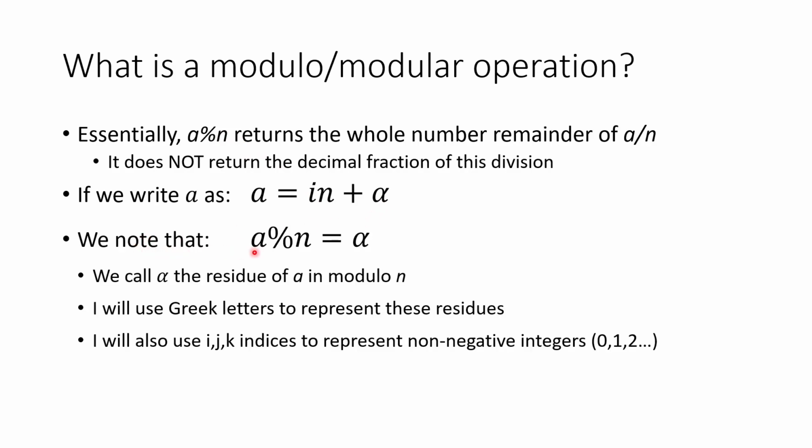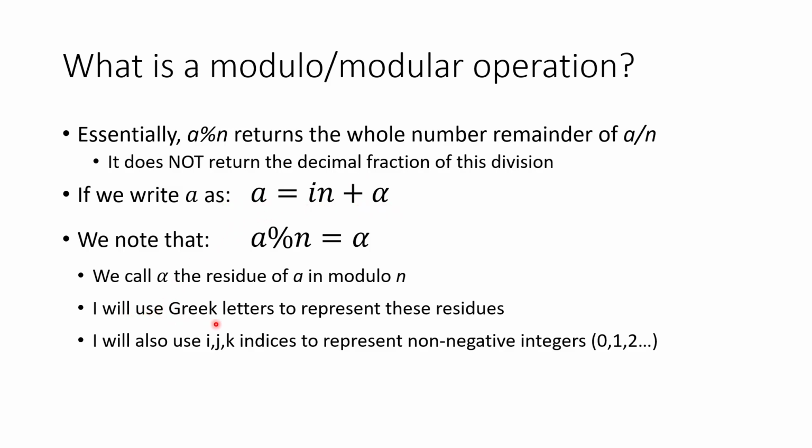Then we note that A modulo n is equal to alpha. And we call alpha the residue of A in modulo n. Because when this modulo works, all of these multiples of n will go to 0 because you're stripping them away, and what you're left with is alpha. And obviously we're assuming that alpha is less than n in order to represent this as A.